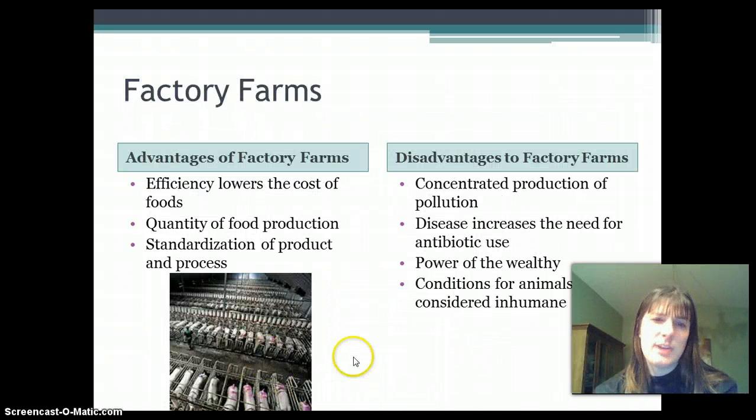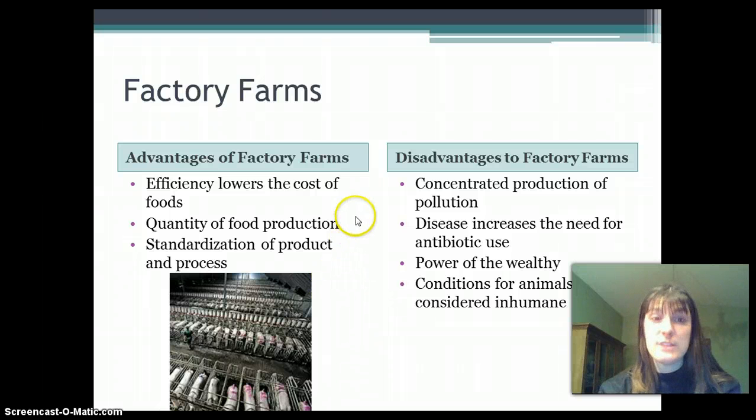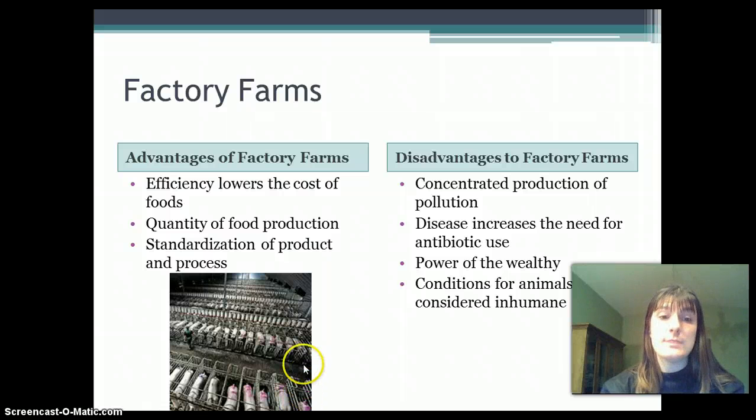So some of the advantages of factory farms is that they're super efficient. Here's an image of a whole bunch of pigs that are in a factory farm. You can notice they're all about the same size. They're in the same location. It just makes it really easy to deal with them. So it's easy to provide them all with food. It's easy to make sure that they're all growing at the same rate, et cetera. So that can make it so that there's a large amount of food produced in a really small area.